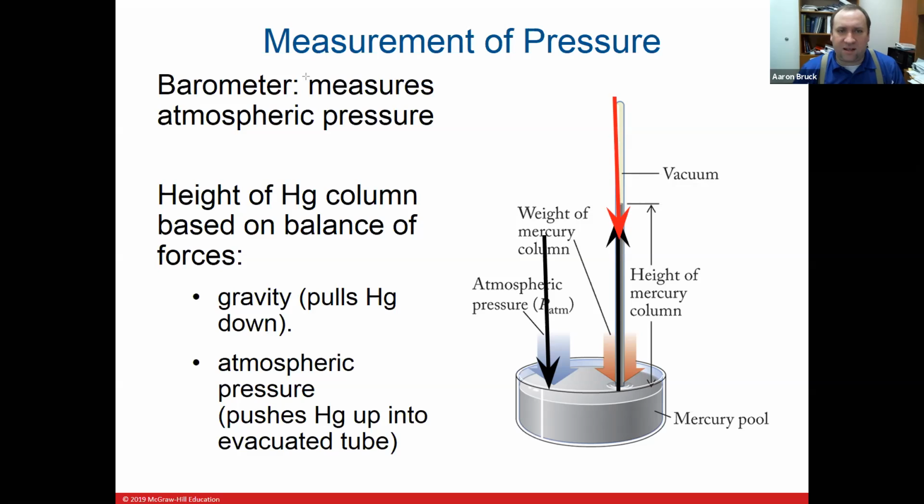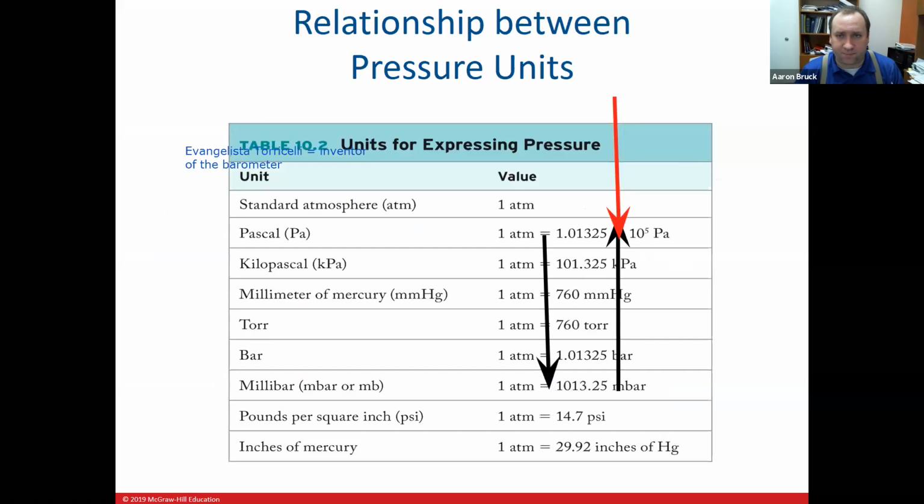And so again, this is credited to Evangelista Torricelli, the inventor of the barometer. And that's why millimeters of mercury are sometimes referred to as torr, as a tip of the hat to that particular scientist who made that discovery.